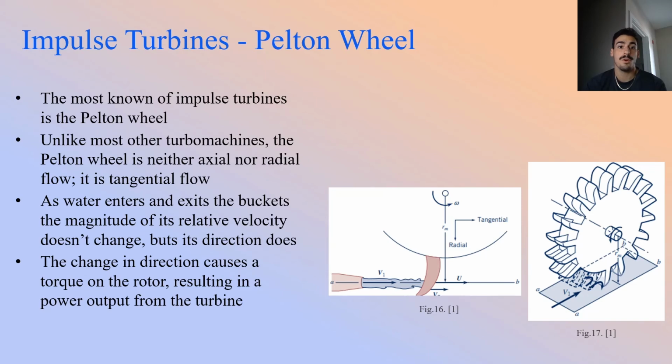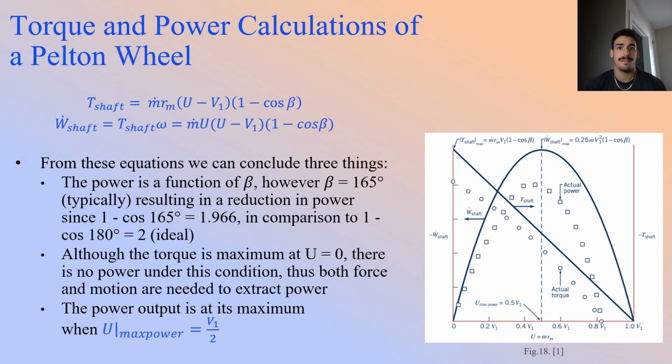Impulse turbines. The best known of the impulse turbines is the Pelton wheel. Unlike most other turbomachines, the Pelton wheel is neither axial nor radial flow, it's tangential flow. As water enters and exits the buckets, the magnitude of its relative velocity doesn't change, but its direction does, because the water will enter and then shoot out through the sides, as shown in the images. The change in direction causes a torque on the rotor, resulting in a power output from the turbine. The equations to solve for the torque and power of a Pelton wheel are shown below.